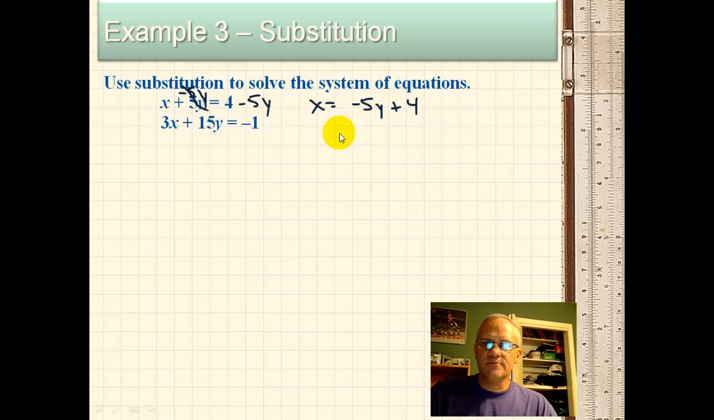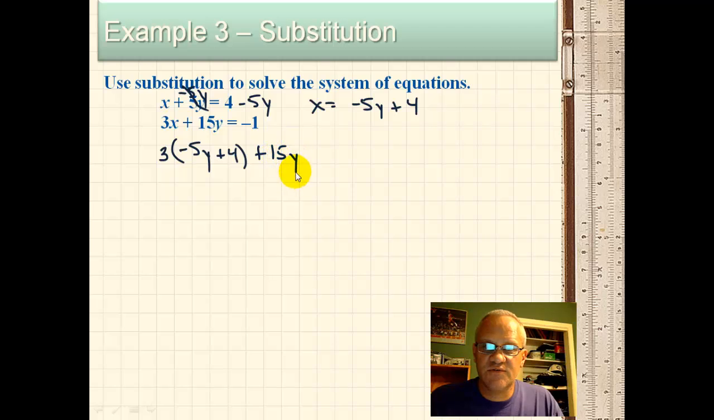Okay, so we got these together. Now we're going to make a substitution. So let's say this x this time, oh, he was your starting center, and he got injured. And so we had to put in the backup center, which is negative 5y plus 4. So in the other equation, we have 3 times x, but x got taken out. Now we had to put in negative 5y plus 4. And then plus 15y equals negative 1.